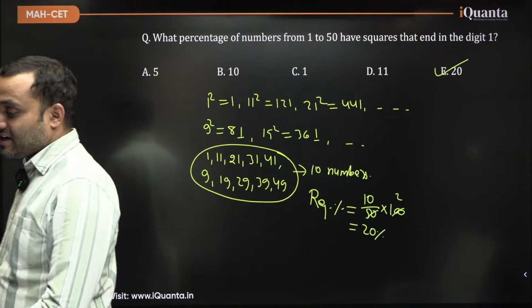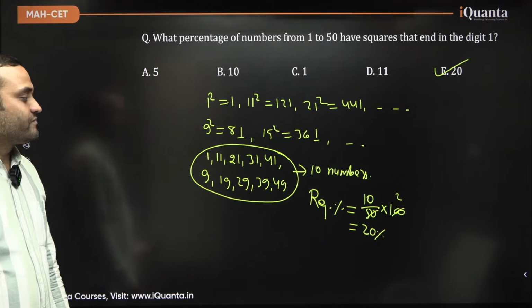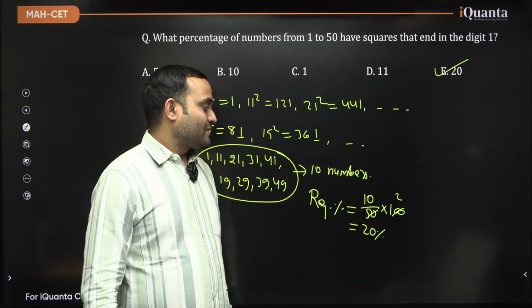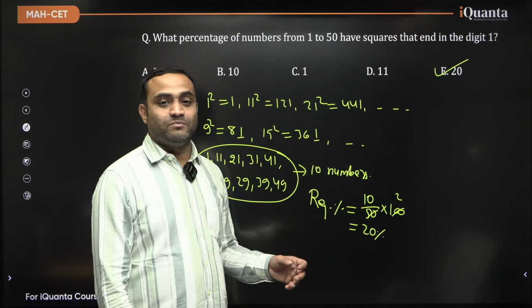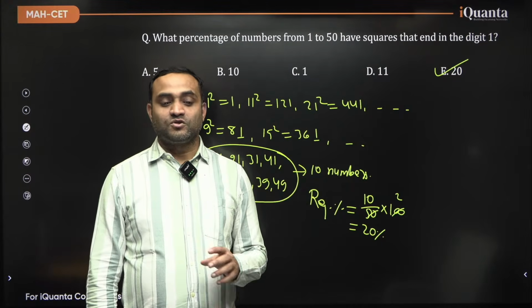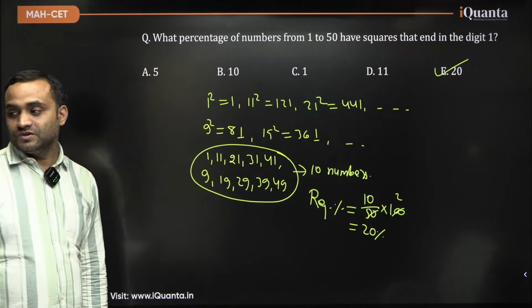10 is the number of numbers, Sandesh. Okay, 10 is the number of numbers, not the percentage, है ना? Out of every 10 consecutive numbers, there will be 2 such numbers whose square has unit digit 1. Out of every 10 consecutive numbers.